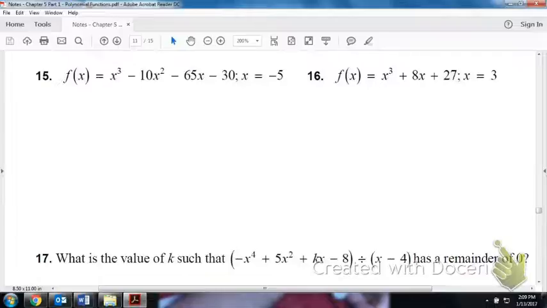All right, I'm going to burn through these ones real quick. So we're going to start with, on this one, -5. Oop, wrong color.